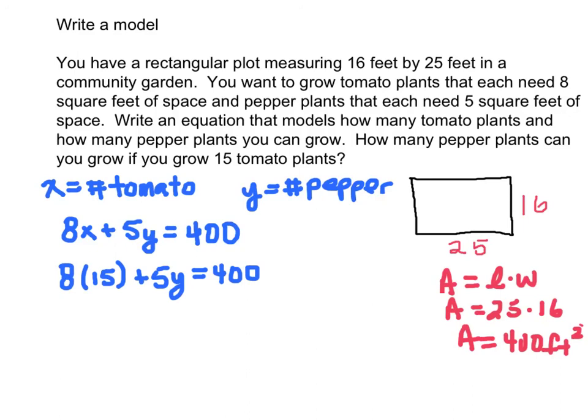And 8 times 15, 120, plus 5y is equal to 400. I'm going to say let's go ahead and let's subtract 120 from each side. When I subtract 120 from each side, I'm going to have 5y sitting by itself. And over on the other side, 400 subtract 120 is going to go ahead and give me 280.